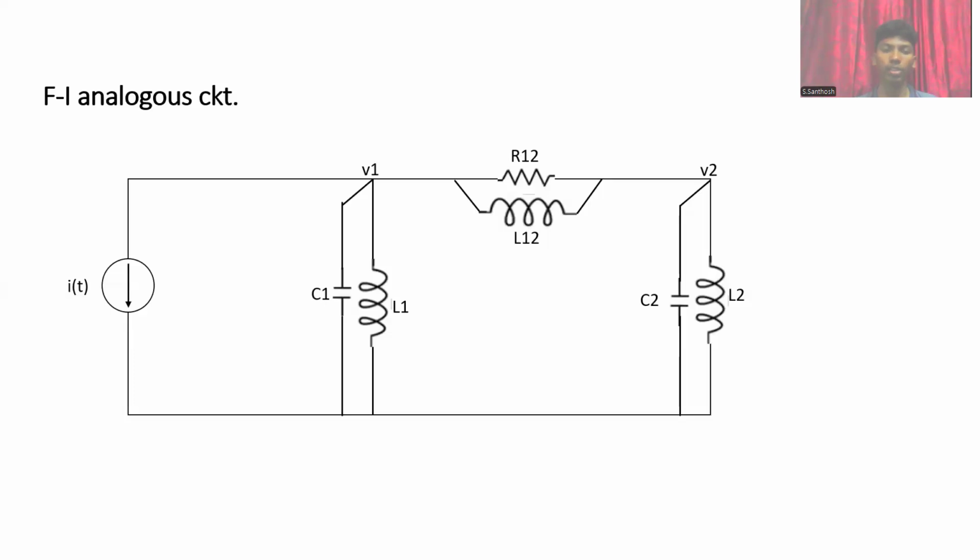As the question has only two voltages, we'll be having two nodes over there. I of t is directly acting on node 1, V1. And then over there you have capacitance C1 and L1. At node V2, we have C2 and L2, and the R12 and L12 are acting in between the nodes. So this is how the force-current analogous circuit, force-voltage analogous circuit, and all the equivalent systems and equivalent equations are written.